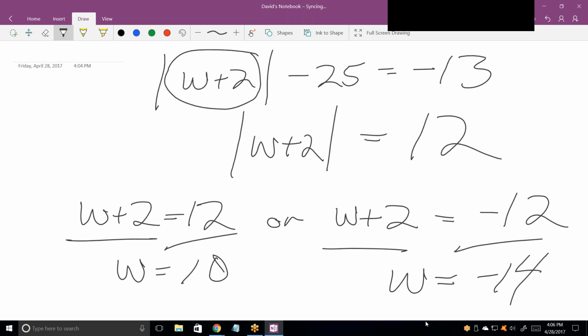So just because you have an absolute value sign doesn't necessarily mean you're going to have an extraneous solution. In this case, both solutions are valid.